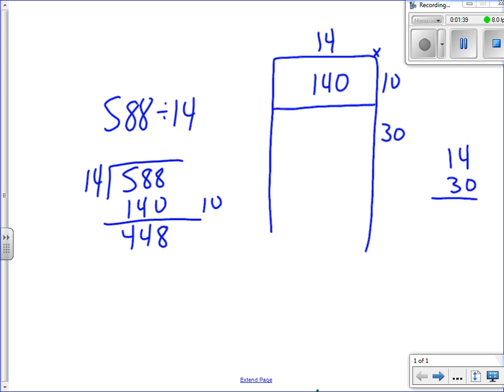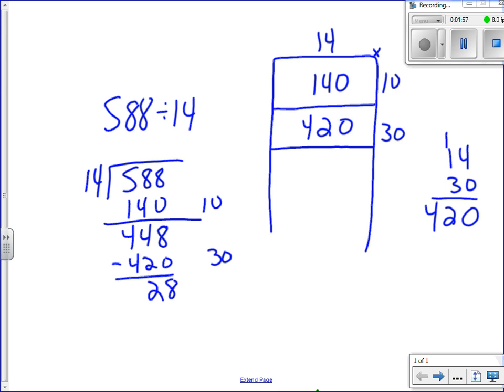How many zeros do I have? I have 1. 3 times 4 is 12. Carry my 1. 3 times 1 is 3, plus 1 is 4. That's 420. So that's going to work great. So I'm going to draw my area here. I'm going to put 420. I'm going to subtract 420, and I have 28 left over.